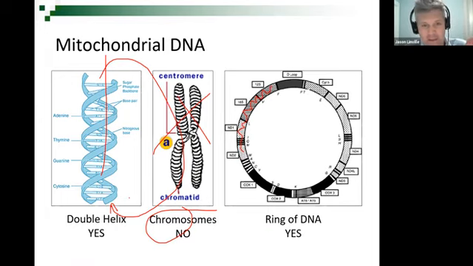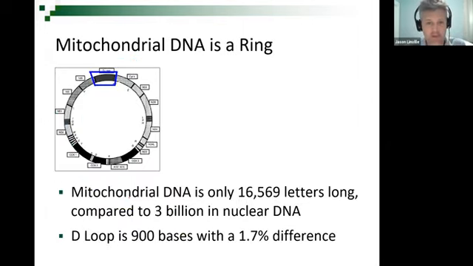mitochondrial DNA. So again, double helix, yes. Composed of A, G, C's, and T's, yes. Chromosomes, no. Pairs, no. It's just a ring of DNA.